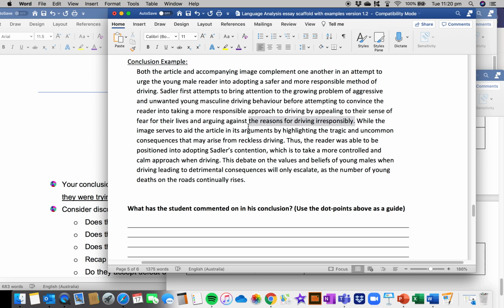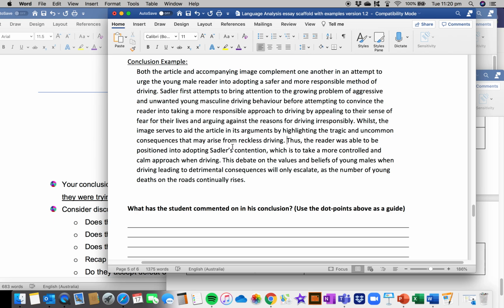While the image serves to aid or help the article in its arguments by highlighting the tragic and uncommon consequences that may arise from reckless driving. Now that should say whilst, sorry, that was bad grammar there. I didn't write this one, sorry.